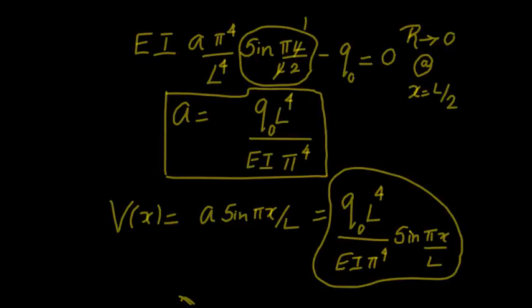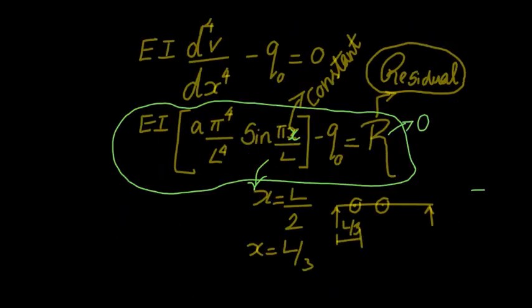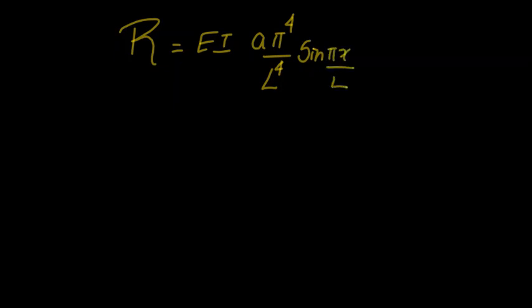Okay, the equation for residual. If you look at the equation for residual, I'll just project it here. This is the equation for residual. Now let me write that equation. It is EI into A into pi raised to the power 4 divided by L raised to the power 4 into sine pi x over L minus q naught. So that is the equation for residual.